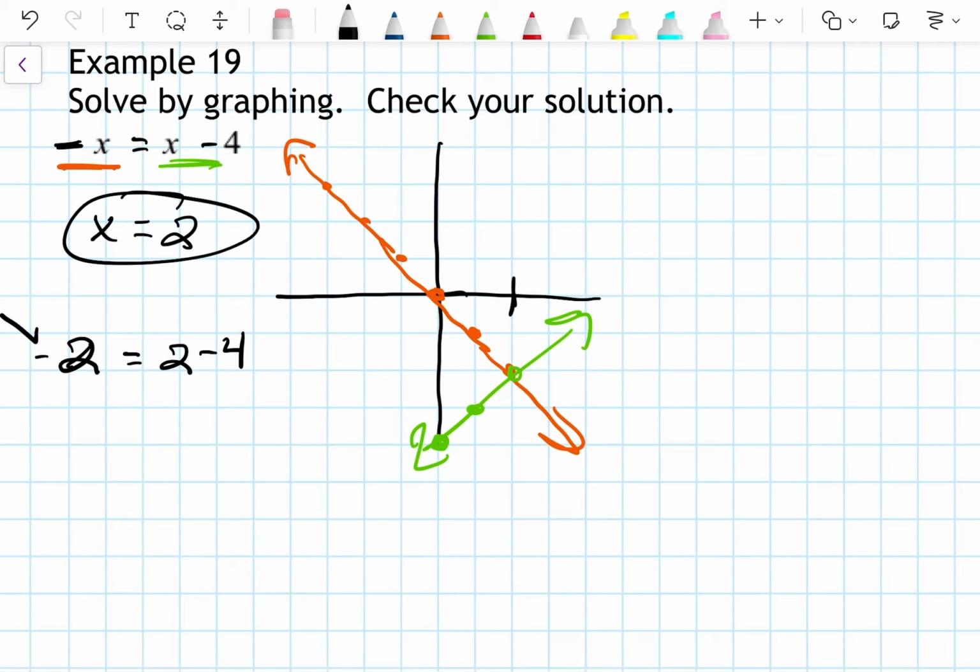I recognize that this problem would probably be easier to solve straightforward, but we're trying to learn a new method. We're trying to learn how to graph them. So I would like you to graph them on your homework.